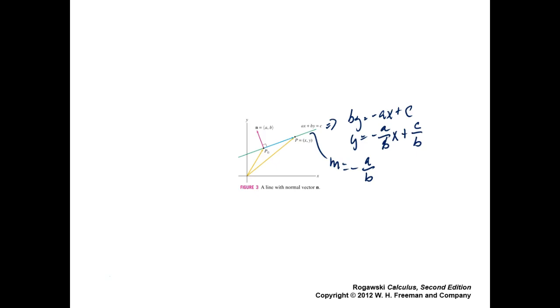Now, if that is your normal vector, A, B, what is its slope? Not 0, definitely not. 0 slope would be a horizontal line, and that's not horizontal. The slope of that line would be, how to convince you of it.